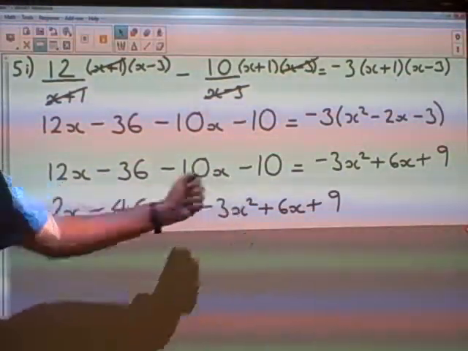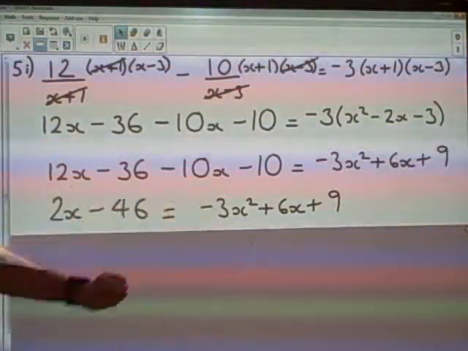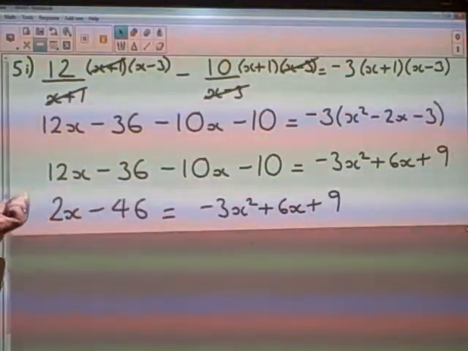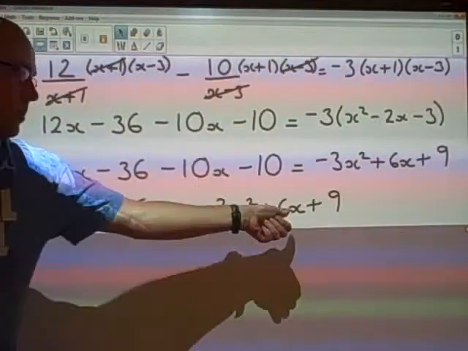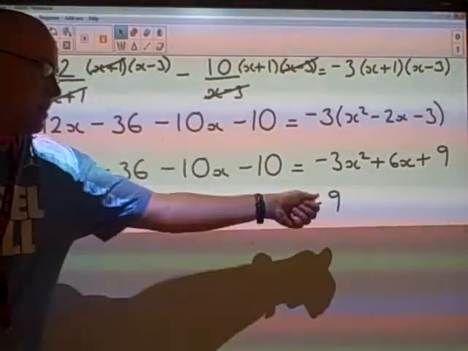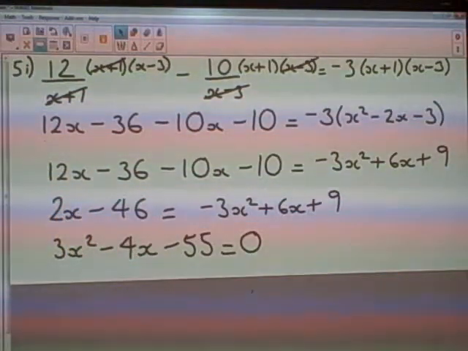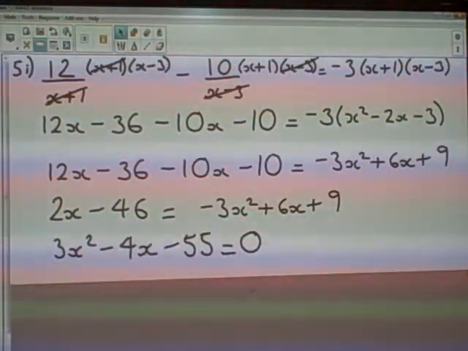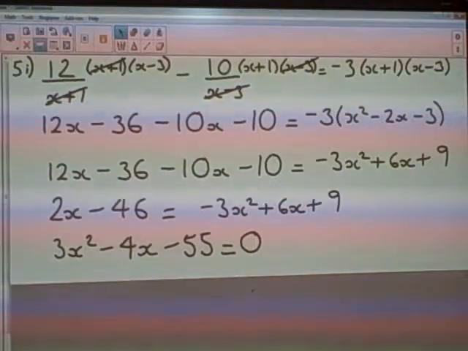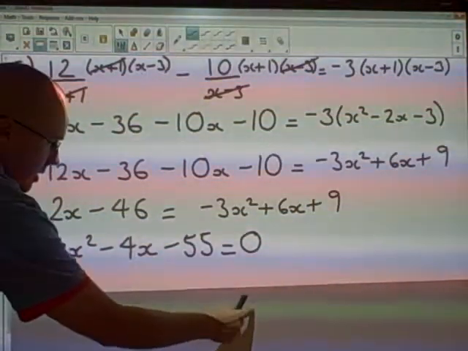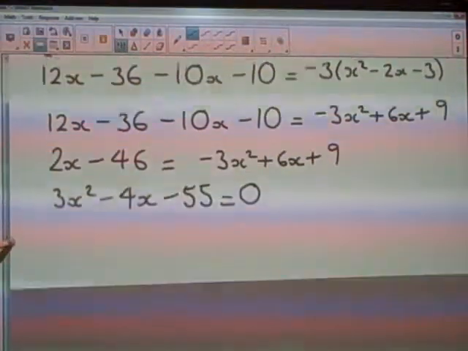Now, as it's quadratic, I want to set this equal to 0. I always prefer a positive x squared, so I'm going to bring this to the other side and make it positive 3x squared. I'm also going to subtract 6x on both sides, and I'm also going to subtract 9 from both sides. And then once we get it equal to 0, then we should actually be able to work out what this question is. So let me do a little bit more work on this.